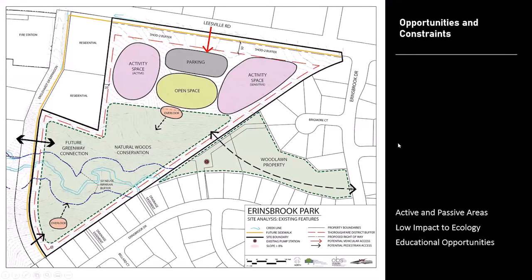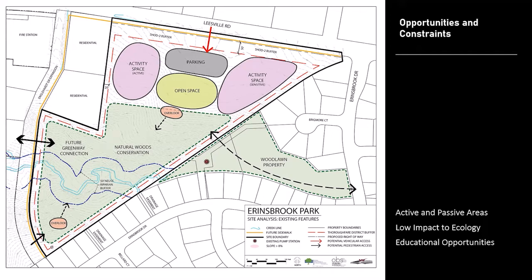So our next step is creating an opportunities and constraints diagram. So you can see that big green blob. We're trying to protect the creek down there where there's the 50-foot riparian buffer. So we designated that as a natural woods conservation area, but we might be able to get down there with a natural surface trail, a couple of bridges, and maybe some small overlooks looking at the creek.